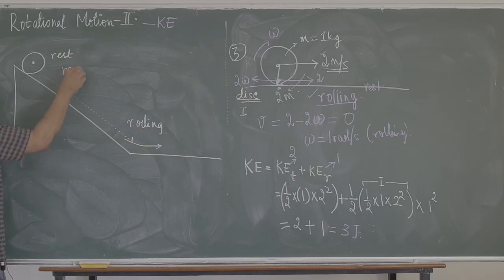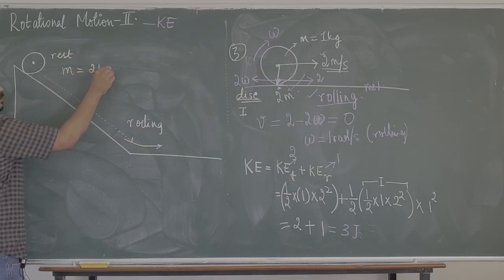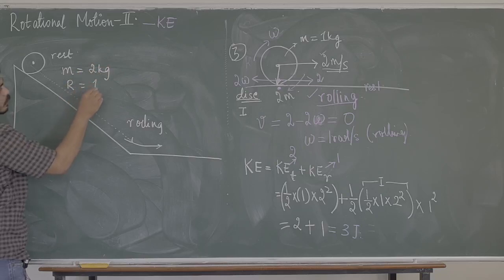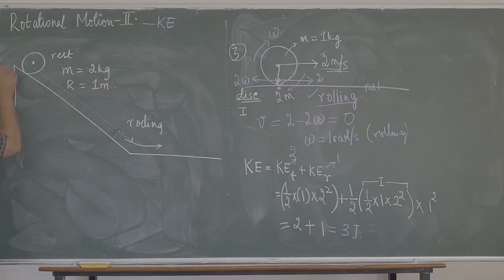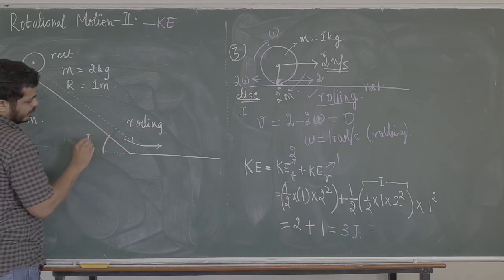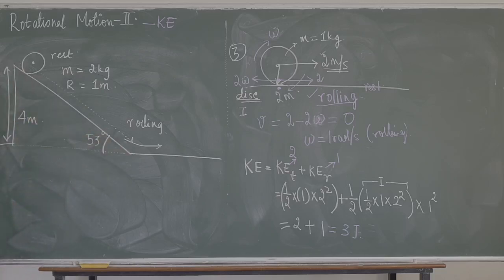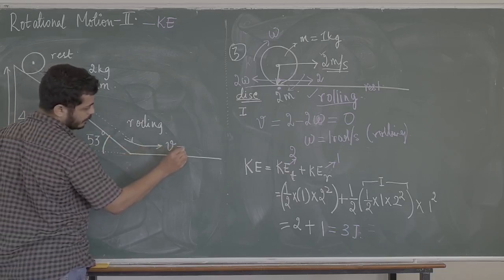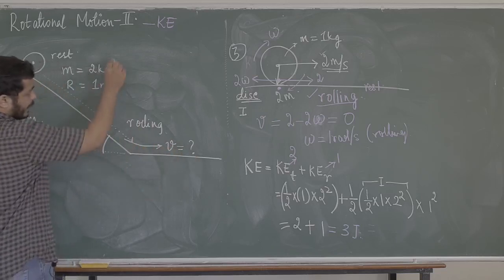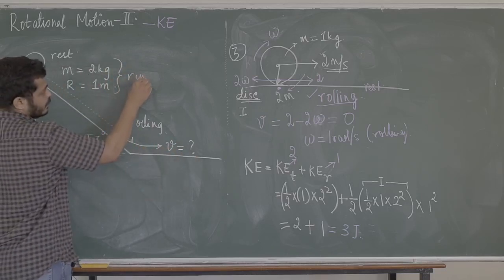Mass of the object is given as 2 kgs. Radius of the object is given as 1 meter, and let us say the height through which it is rolling and falling down is given as 4 meters. That is the height through which the entire object is rolling. This angle is not given, but if you want, let us say this angle is 53 degrees. It's a 3, 4, 5 triangle. So in such a case, I am simply asking you, what is the velocity at this point? Provided that it is told this thing is a ring.